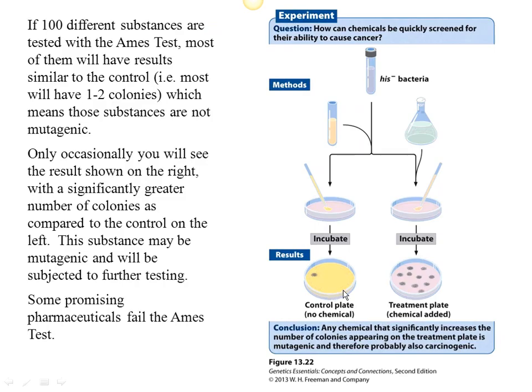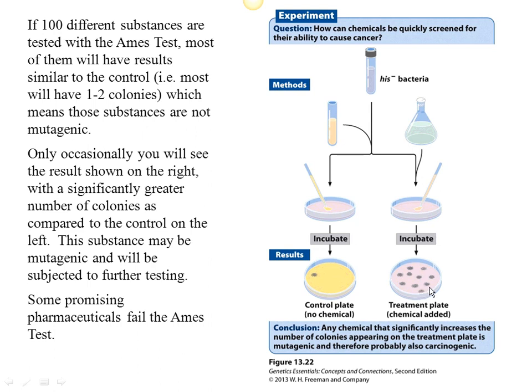And what you'll get on the control plate, you might get 1 colony, for example. And that's just a spontaneous mutation that you might get. And so that's kind of your background mutation rate. On the plate where you added the drug that you're testing, you might get 1 colony, or you might get, in this example, 10 colonies. If you got 10 colonies on this plate where you've added your drug chemical, what it means is that it's causing a significant amount of mutations, and so it's probably a carcinogen.